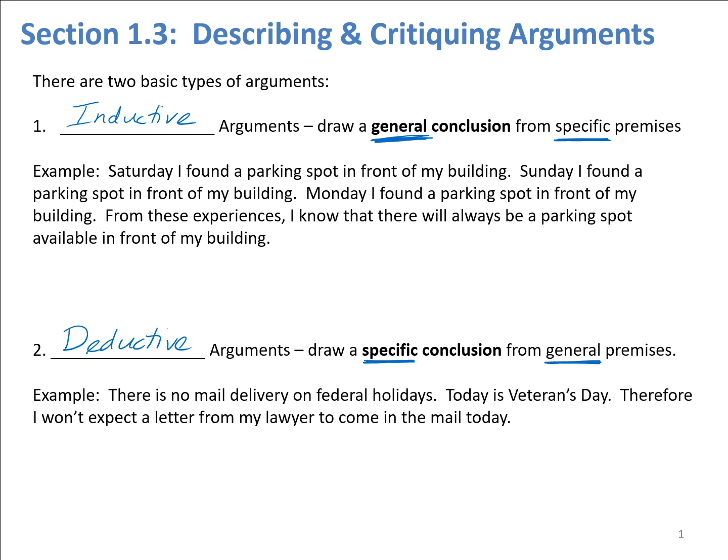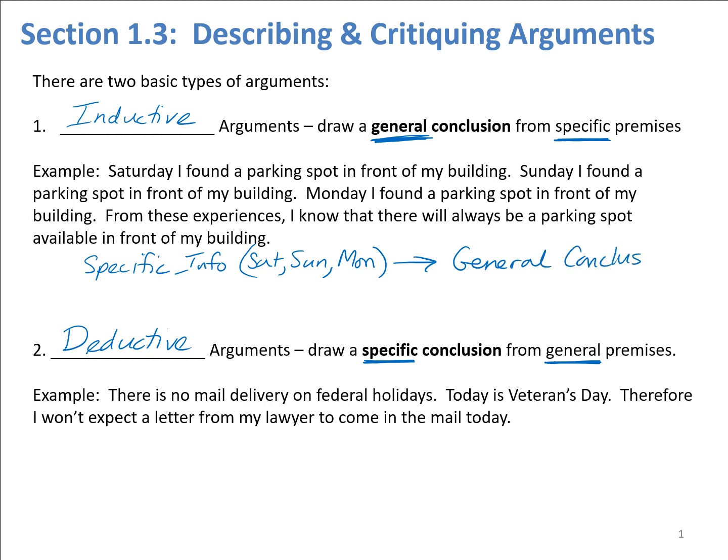So with inductive arguments, one example is, Saturday, I found a parking spot in front of my building. Sunday, I found a parking spot in front of my building. Monday, I found a parking spot in front of my building. From these experiences, I know that there will always be a parking spot in front of my building. So I'm taking specific info about Saturday, Sunday, Monday, and using it to go ahead and form a general conclusion that I will always have parking. So the idea is I'm looking at specific instances to draw a general conclusion.